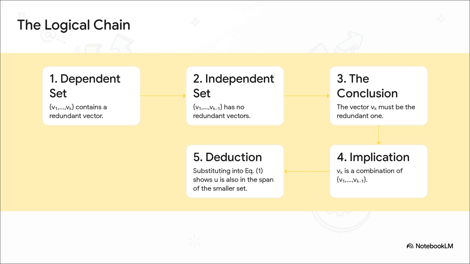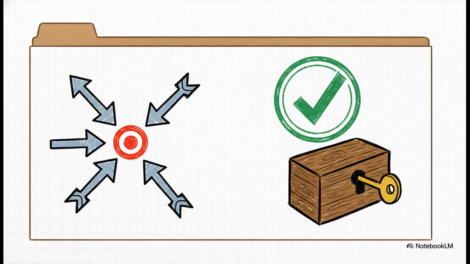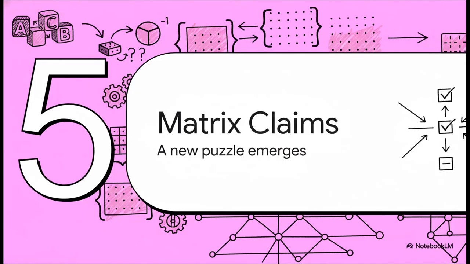This means v_k can be built just by combining the other vectors. And if that's true, it leads to the amazing conclusion that our target vector u can also be reached using only that smaller independent set. In other words, u is in what we call the span of the smaller set. It's reachable. And because that smaller set of vectors is linearly independent, there can only be one single way to combine them to get to u. Case closed. That third equation has a unique solution. All right, we just sharpened our deductive skills on those vectors.